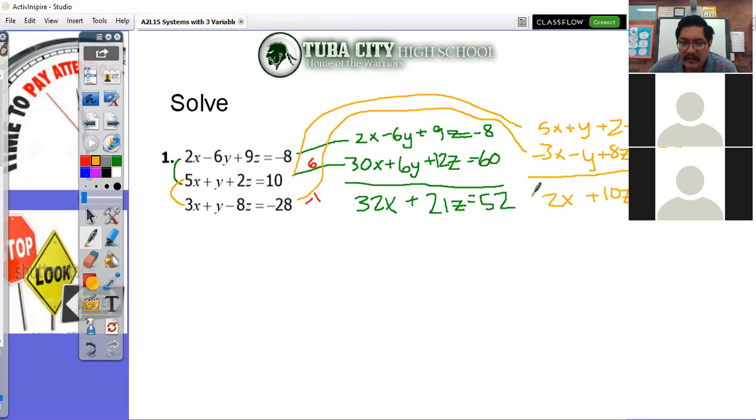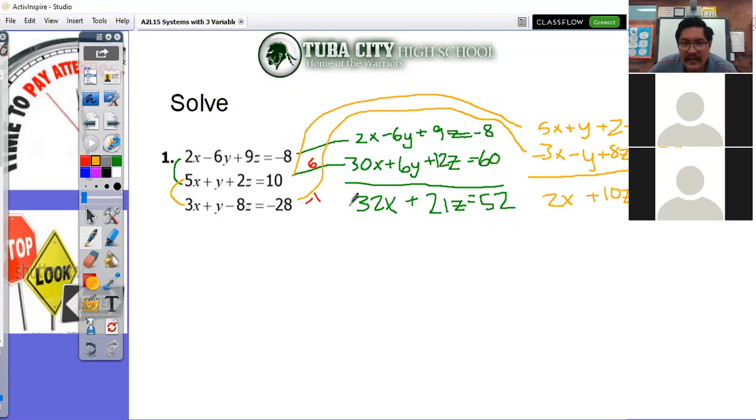So we are going to need to put them in together somehow. Now, if I try to eliminate z, that's going to be kind of hard because 21 and 10 have no common multiples. I think maybe 210 is the only one I could get, but I'd have to multiply this by 10, multiply this by 21, and multiply this by 10. So I'm not really sure if that's going to work out.